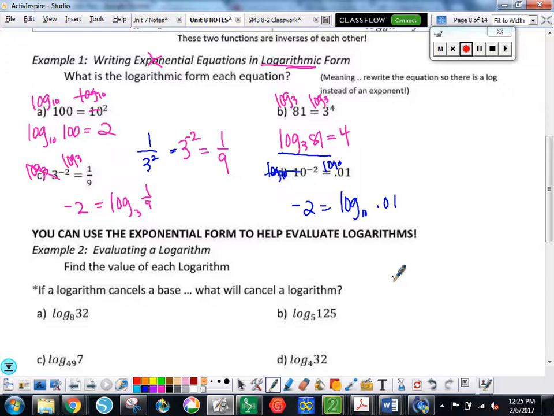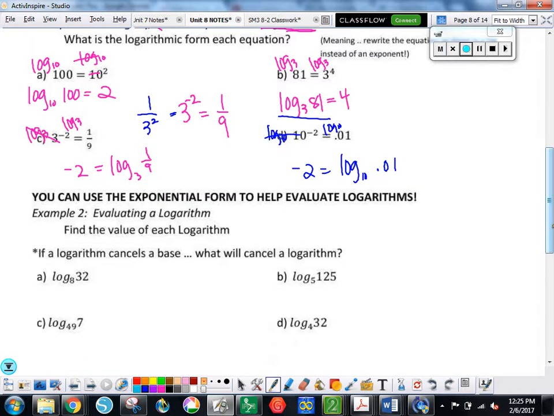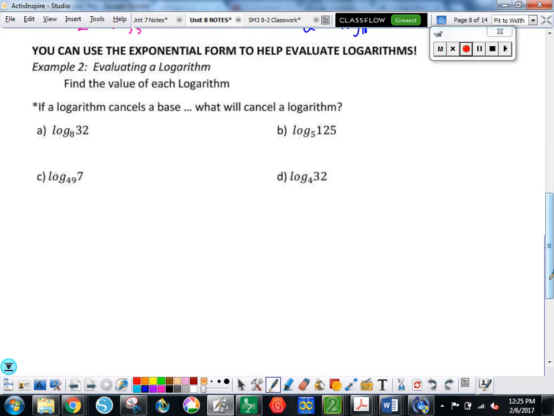All right, in just a minute, we are going to go backwards from logarithmic form to exponent form. But first, yes? What is your exponent in the 0? What? Okay, so what's x to the 0? Okay, moving on. So you can use this exponential form idea to help evaluate logarithms.